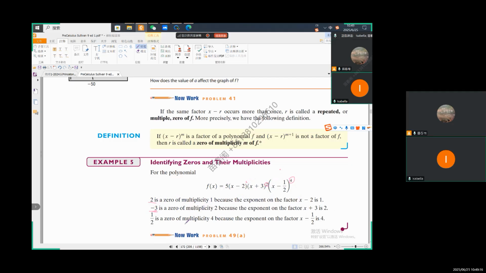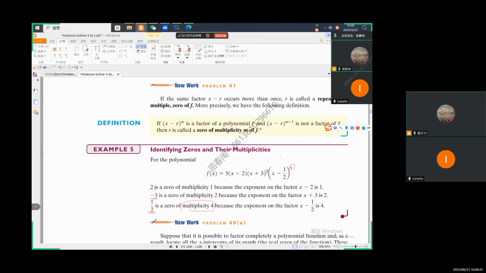Sorry, the definition was just kind of confusing. It was like x minus r to the power of n plus 1 is some factor of x. The definition was just worded weirdly, I think. So this multiplicity is 4, and this one, 1 over 2, is a zero, right? You can also say they are all intercepts, but we also call it zero. And the multiplicity is just, in the factor form, what's the power, right?